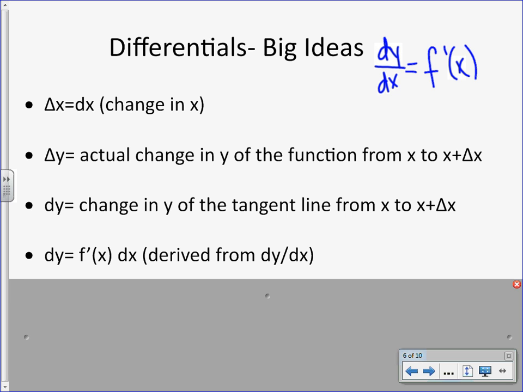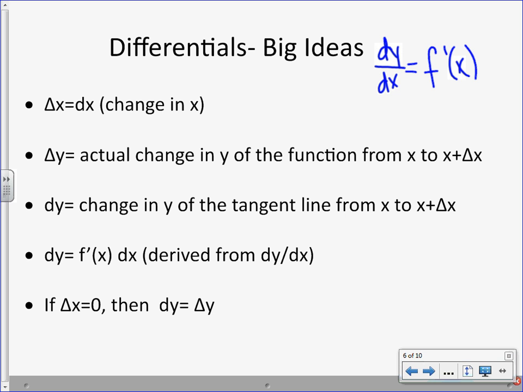So if we don't have any change in x, then obviously dy equals delta y. But that's probably not going to happen. That would not be the point of what we're doing. But if there's no change in x, then dy and delta y are the same.